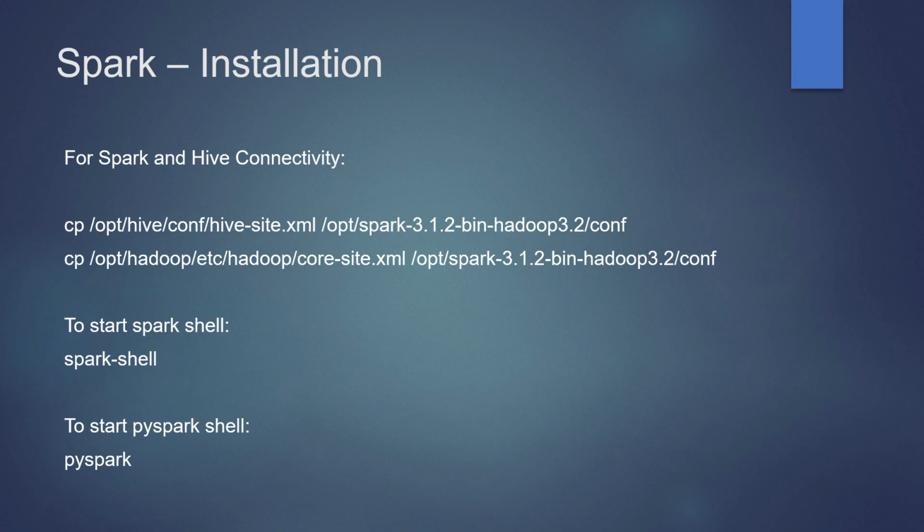For connecting Hive and Spark, we need to copy the hive-site.xml from the Hive directory to the Spark config directory. The same way, we need to copy core-site.xml to the Spark config directory.